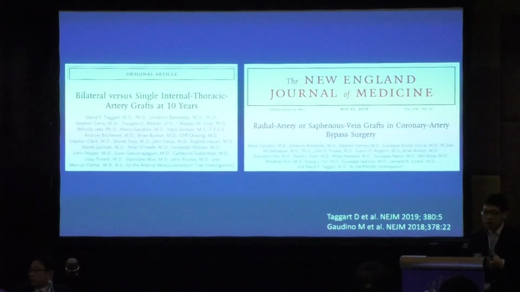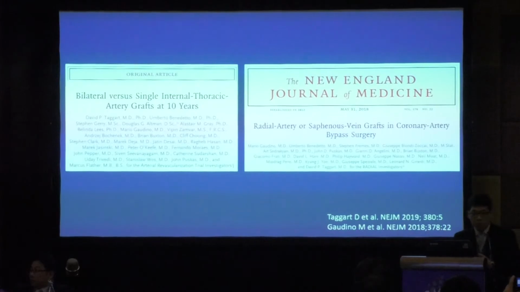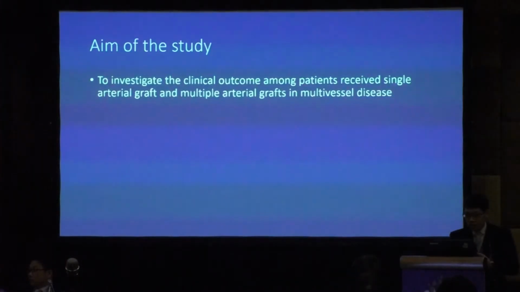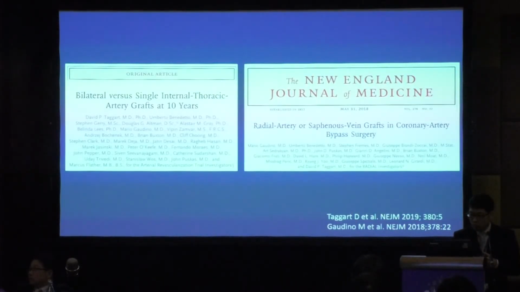Eventually, the analysis by David Taggart identified a survival advantage for the bilateral IMA at 10 years. Mario Gaudino performed a meta-analysis that showed radial grafts had superior angiographic patency compared to the saphenous vein at 5 years. However, the current use of bilateral IMA and radial artery in clinical practice remains about 5% in the United States.